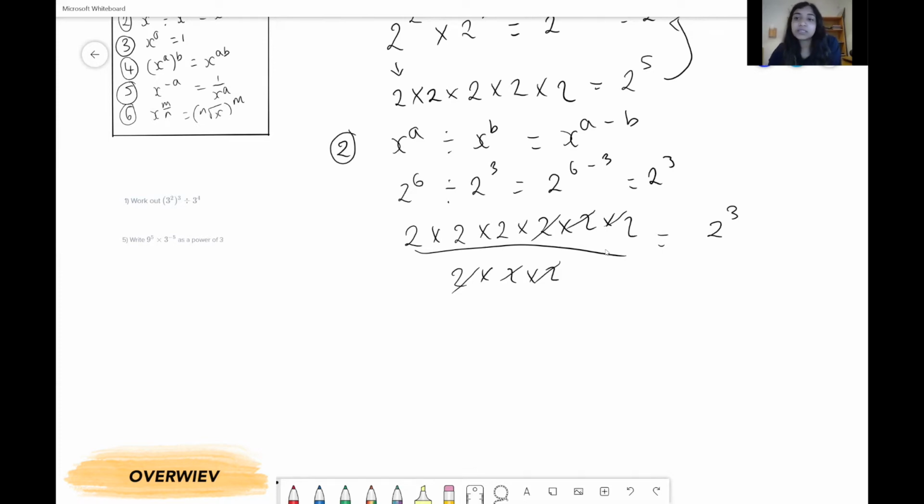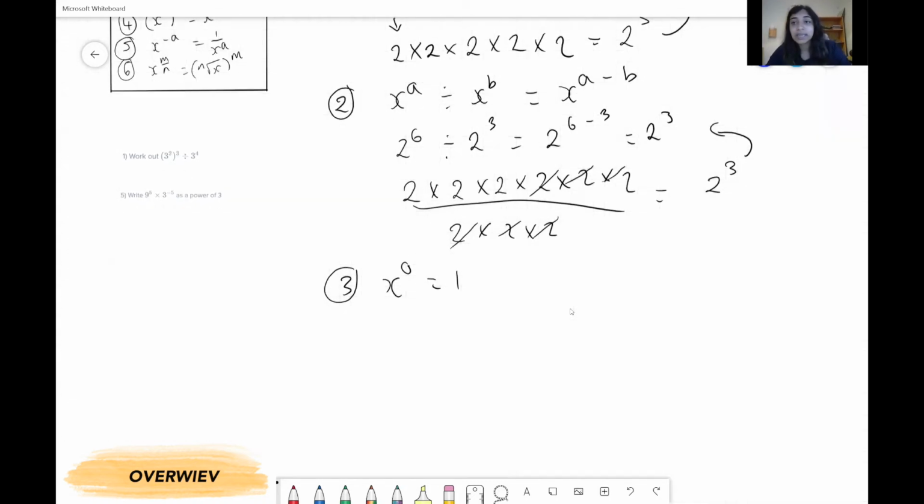So yeah, that's just the same as what we got before. That's just showing you why that rule works. The third rule we have is x to the power of 0 is just equal to 1. This is saying any number raised to the power of 0 is equal to 1. So 2 to the power of 0 is equal to 1. That's the same for any number, so 3 to the power of 0, 5 to the power of 0, they would all equal 1.